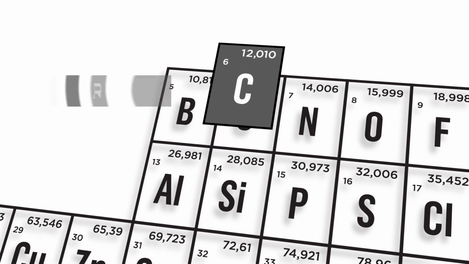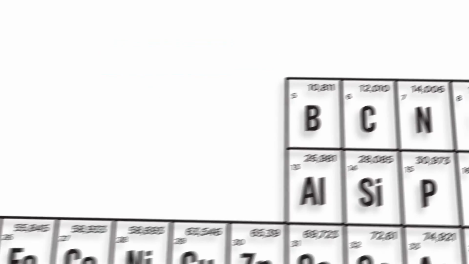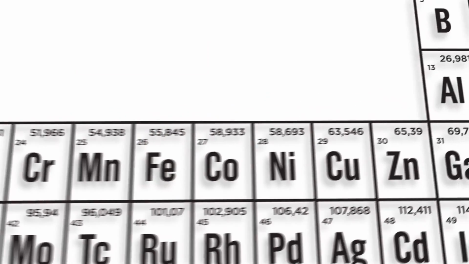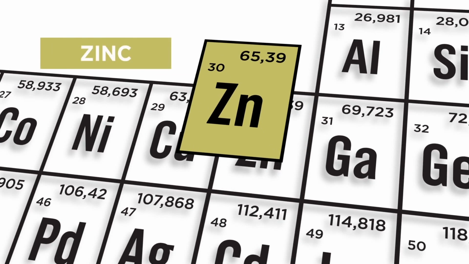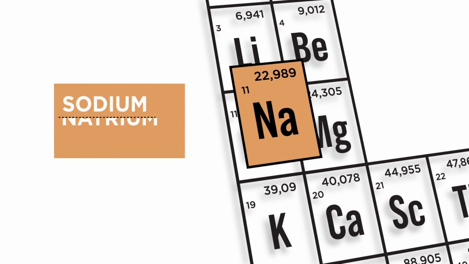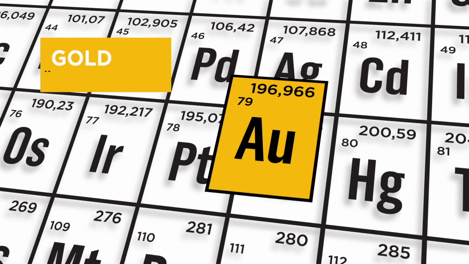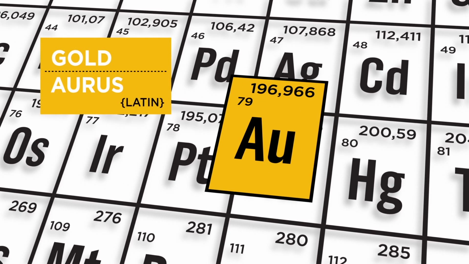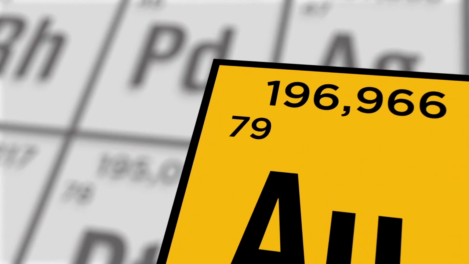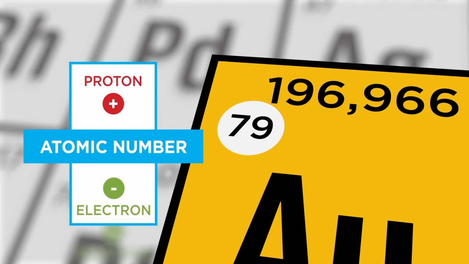C is the chemical symbol for carbon. O is the chemical symbol for oxygen. The chemical symbol for iron is Fe. Zn is zinc. There are even those who know the chemical symbol for sodium is Na, because it comes from the Latin natrium. Or that the chemical symbol for gold is Au, because in Latin it was called aurus. And also some know the meaning of the numbers that appear next to the letters, like for example the atomic number, which is the number of positive and negative charges of the atom.